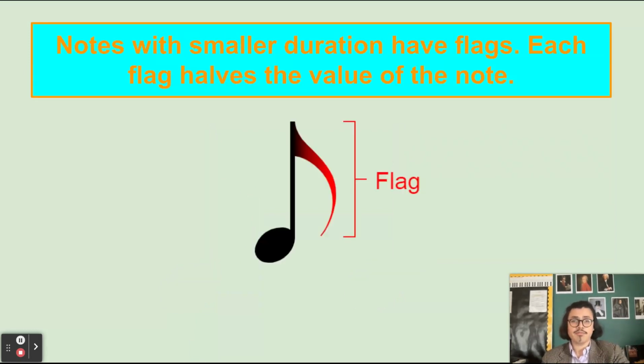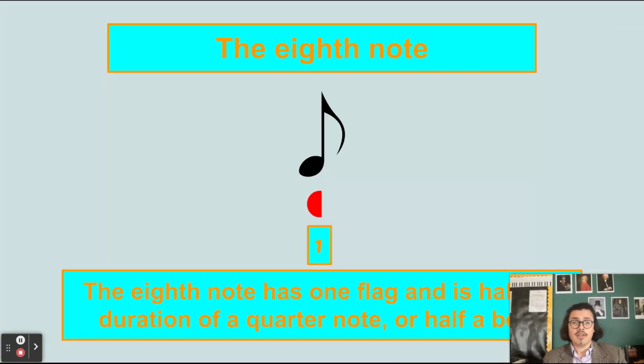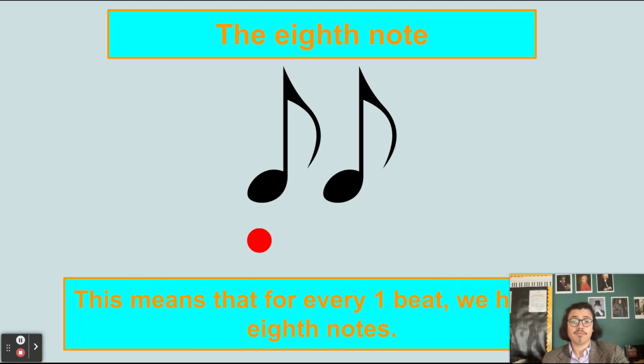Let's get into it. So, notes with smaller duration have flags, and each flag has the value of a note. That means that every time you add a little flag, it gets faster. The eighth note, for example, which is the note that we see on the screen right now, has one flag and has half the duration of one quarter note. One quarter note is one beat, so the eighth note is half a beat.